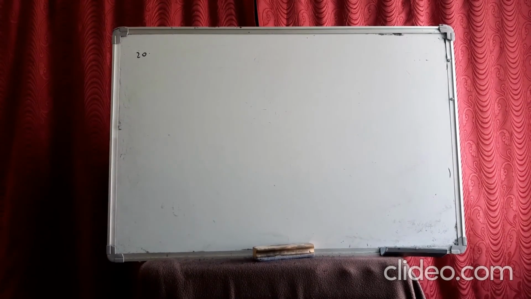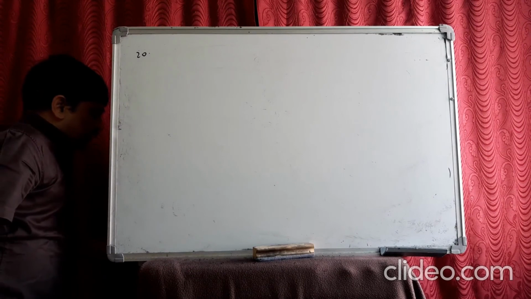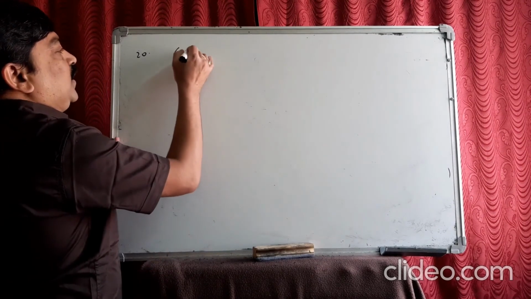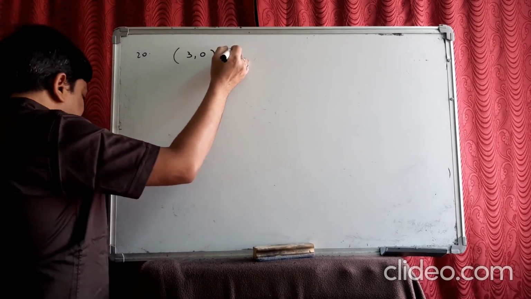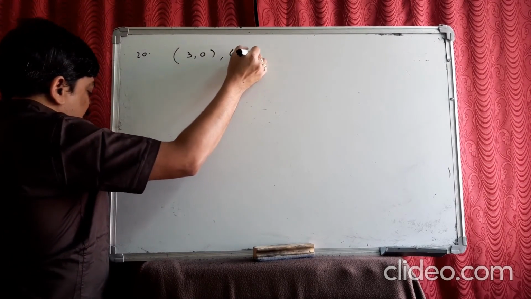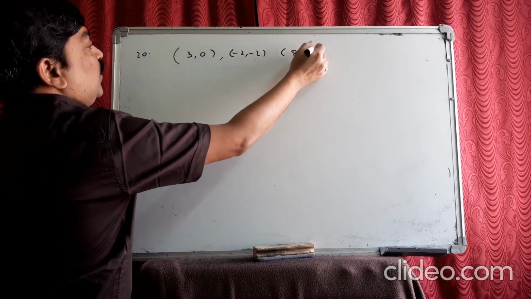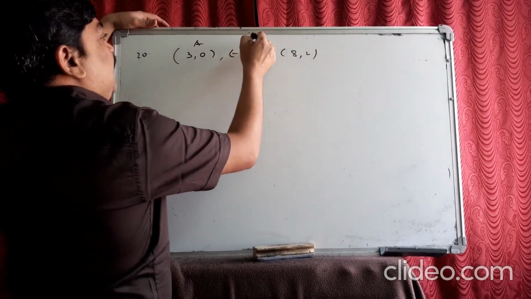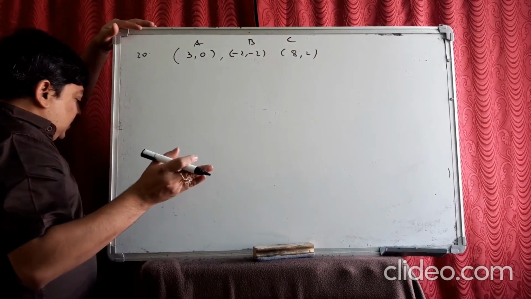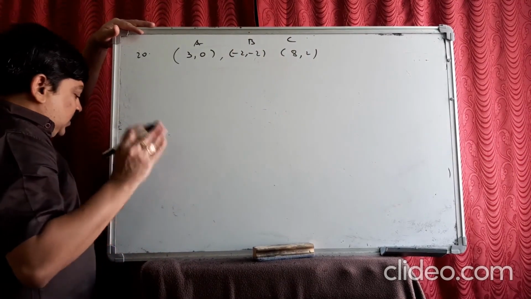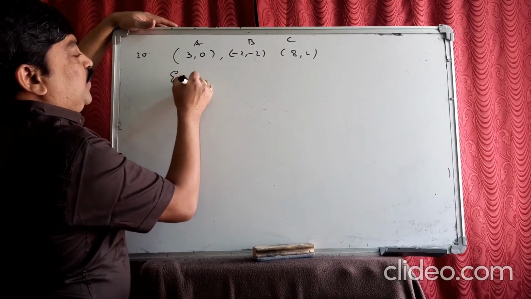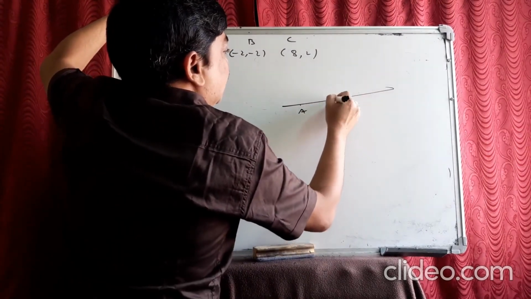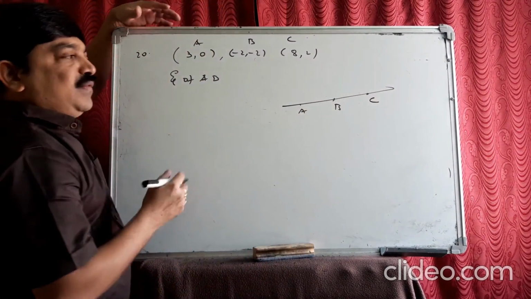Now see the 20th question. By using the concept of the equation of a line, prove that these points are collinear, without using the collinearity condition. The points are (3, 0), (-2, 2), (8, 2). We have to prove that these three are collinear. Let us call them A, B, C. First we find the equation of AB, using the equation of a line to prove A, B, C are collinear.